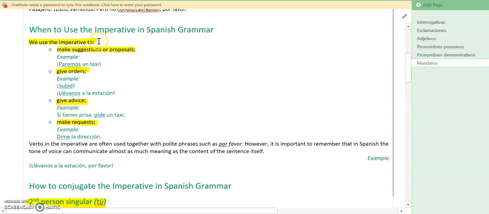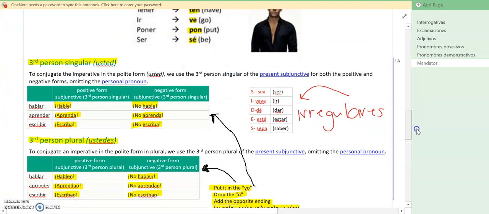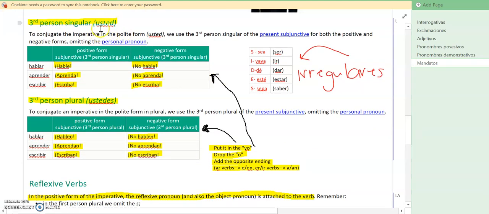So again, right here, it tells you when we use the imperative. That's important to write down even though it's not a question. So I began with the formal commands. I'm going to scroll down and show you how to do formal commands. Formal commands include usted and ustedes commands.